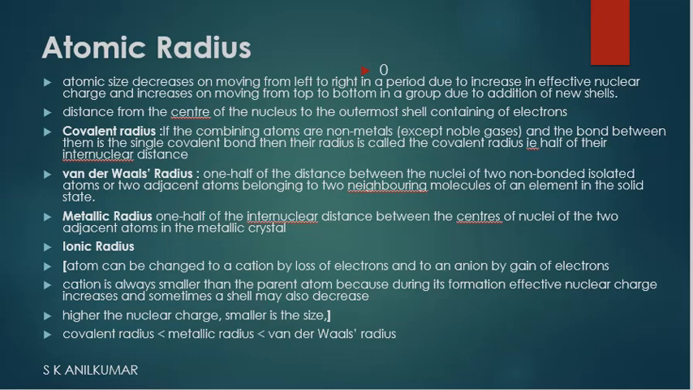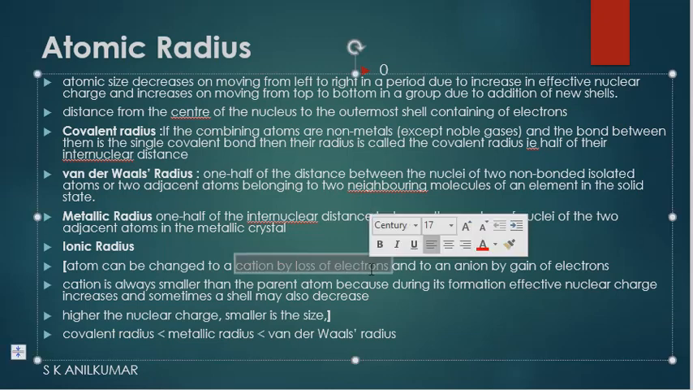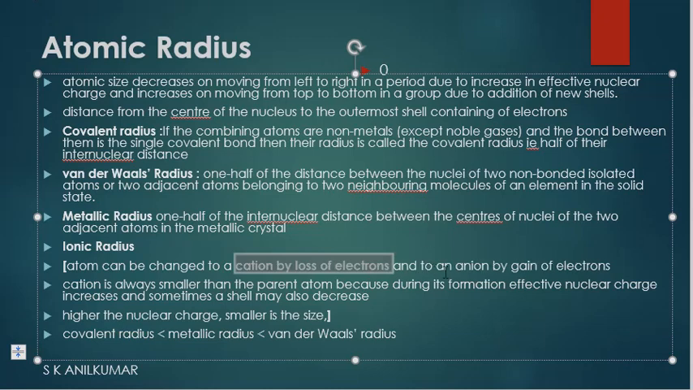Then we have the ionic radius. An ion is where an electron has been lost or gained. An atom can be changed to a cation by loss of an electron or to an anion by gain of an electron. Cation is the loss of an electron and anion is the gain of an electron. Gain of an electron means what? By gaining, it becomes more negative. Loss means it becomes more positive.